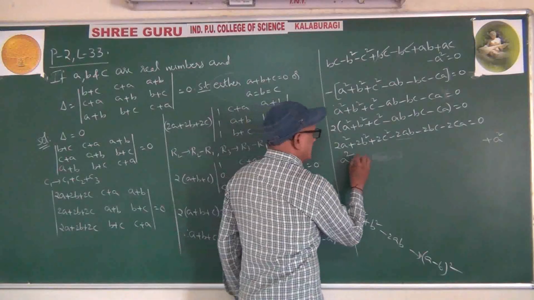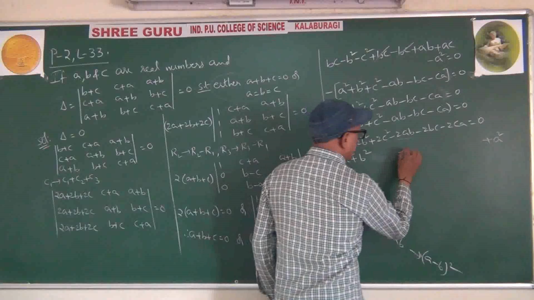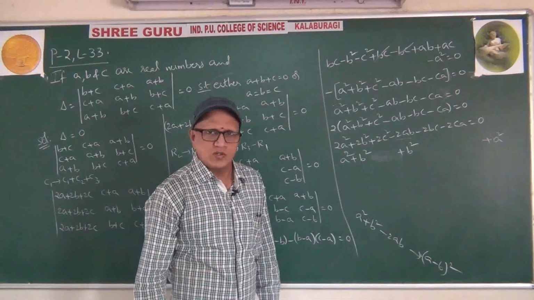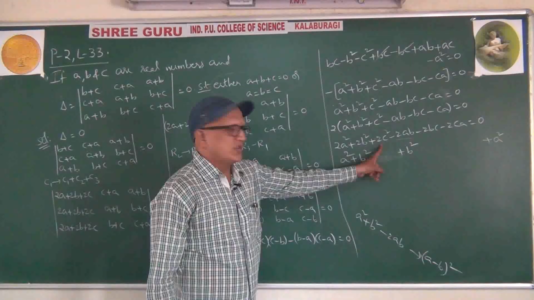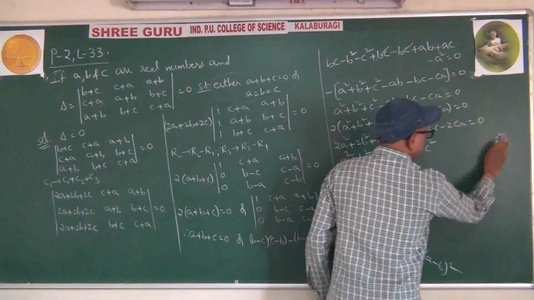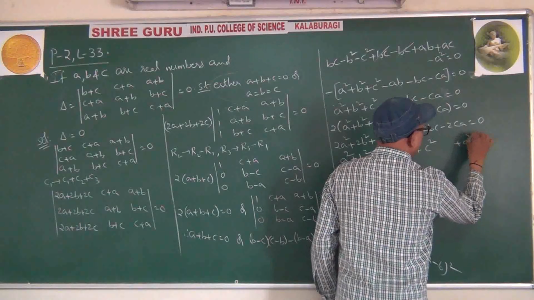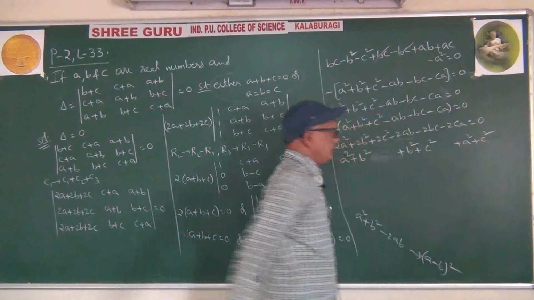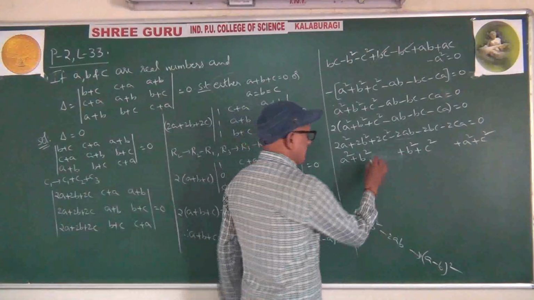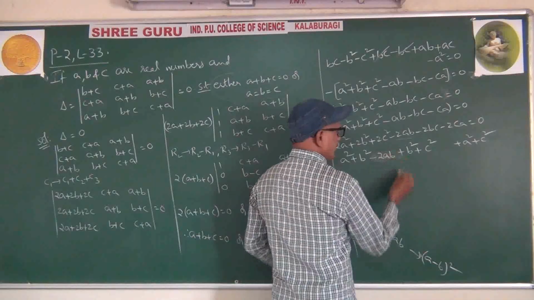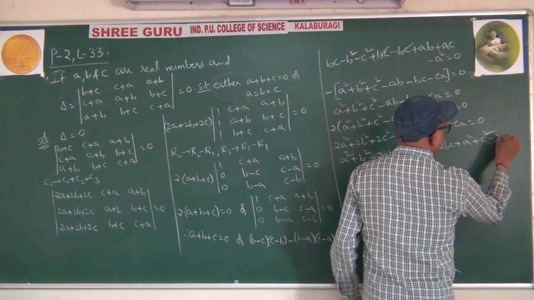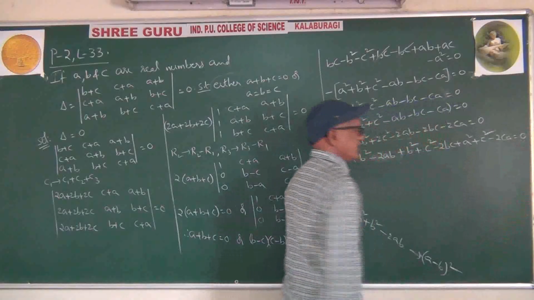Plus b square plus b square, 2b square. 2c square is there, c square plus c square. Okay. Minus 2ab, minus 2bc, minus 2ac, minus 2ca.